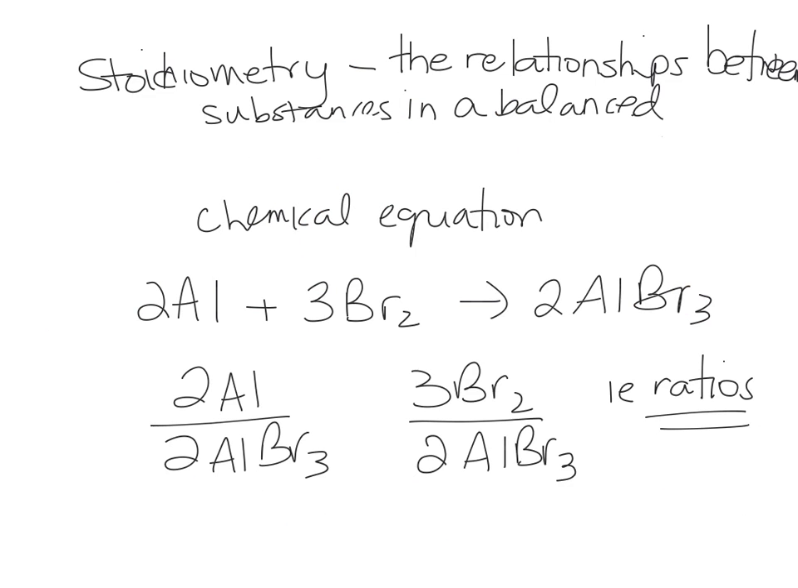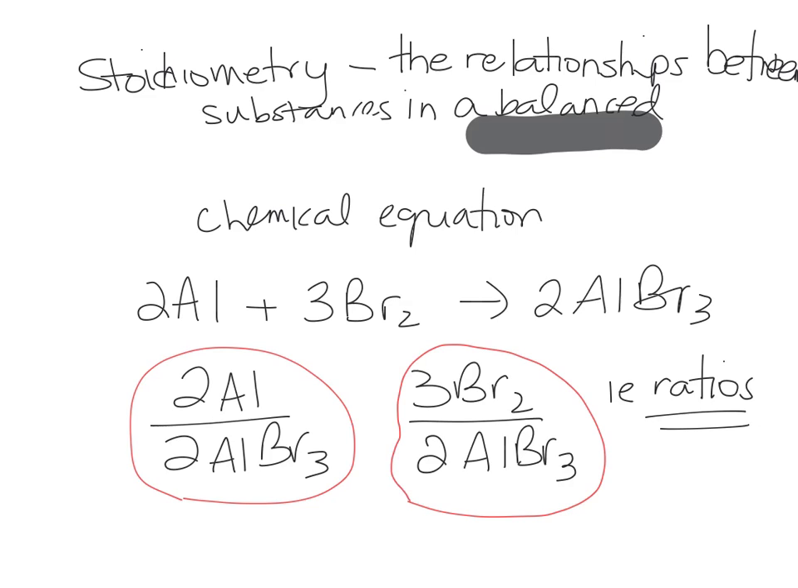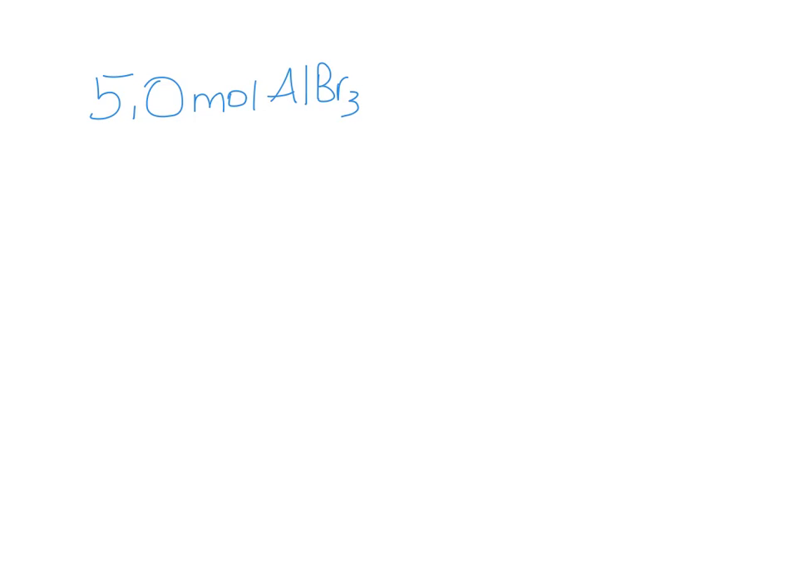Stoichiometry is the relationship between substances in a balanced chemical equation. Has to be balanced. And we represent them as ratios. We represent stoichiometric relationships in ratios. Produce 5 moles of aluminum bromide. How much aluminum did I start with? How much bromine did I start with? 5 moles of aluminum bromide.